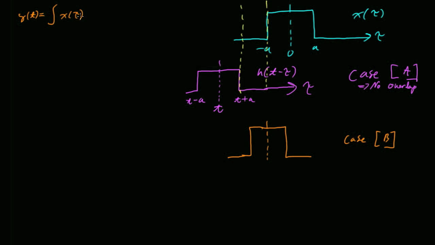So when there's non-zero overlap, what is x of tau equal to? Although I think we decided to call it 1 over 2a, right? The constant 1 over 2a. We wanted to have a unit area on each of them. I promise it's going to work out for the best. So x of tau is 1 over 2a. What's h of t minus tau? Here's your function. It's the same thing. It's a constant, 1 over 2a.